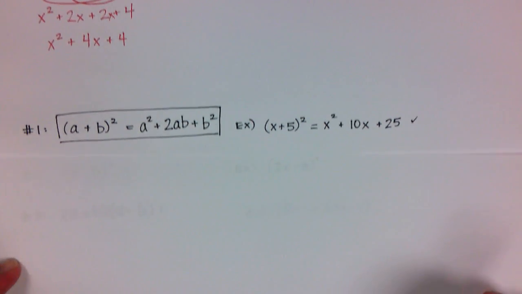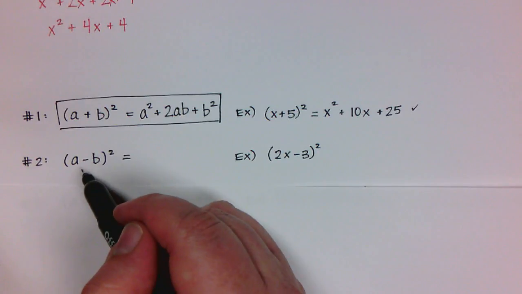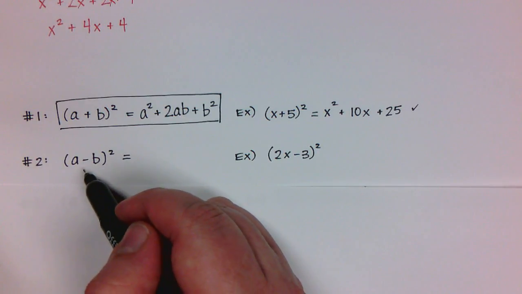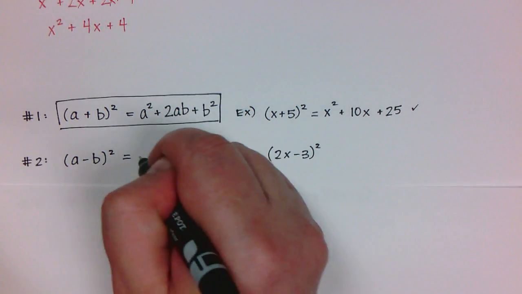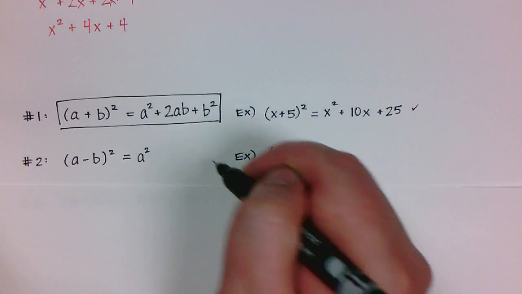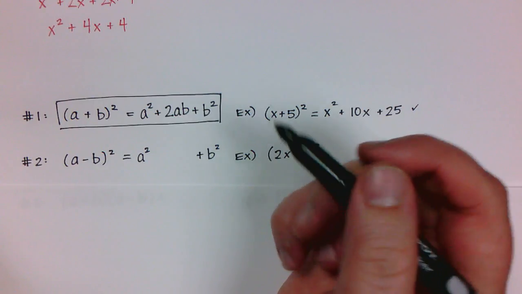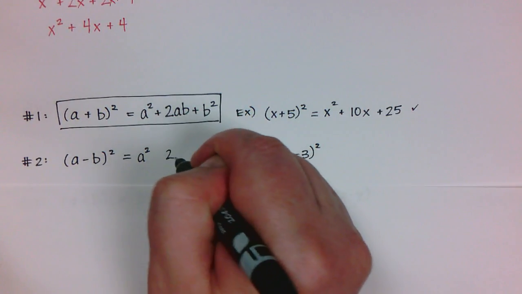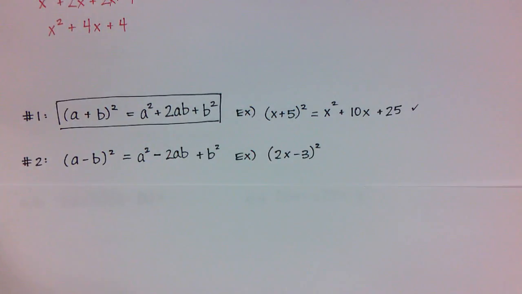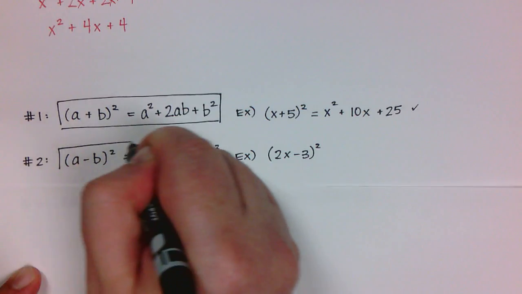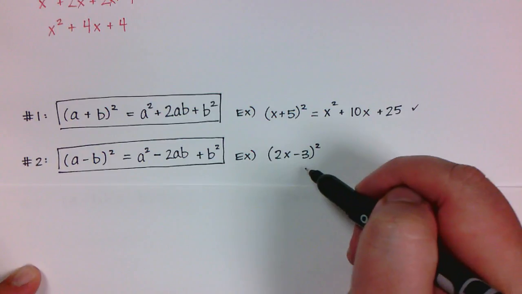Very nice rule. Rule number 2 is very similar, except it has a minus sign in the middle. Okay, so a minus b, and all of that is going to be squared. It's going to look almost the same. I'm going to square that first term. I'm also going to square the last term. But in the middle, instead of adding 2ab, I'm going to subtract 2ab in there. And this is going to complete rule number 2. It's a little cheat sheet. It's pretty awesome.